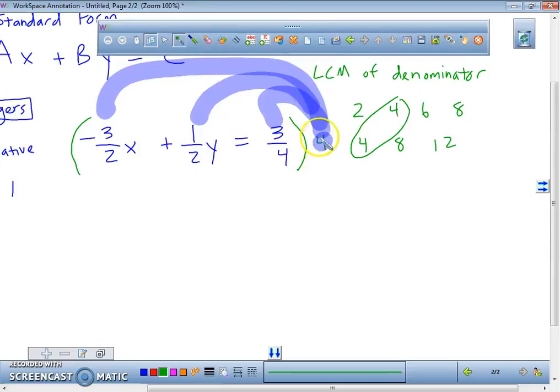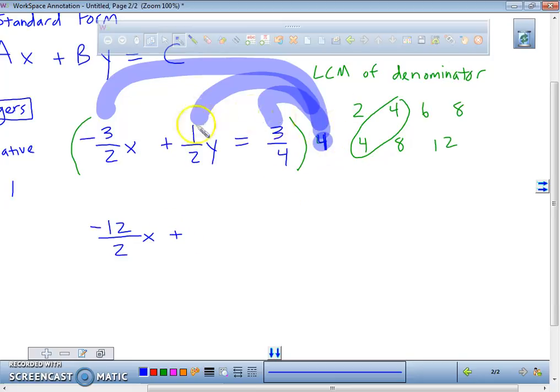Here we go. We have a 4. It's kind of hard to see. Got a 4 right here. We're doing 4 times -3. What's 4 times -3? Close. -12. -12 over 2x. Write that down. Plus 4 times 1. I heard somebody say 4. Good. And then 4 times 3 gets us all the way to 12.